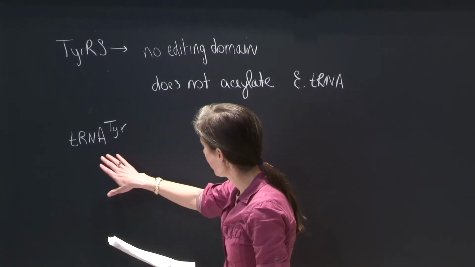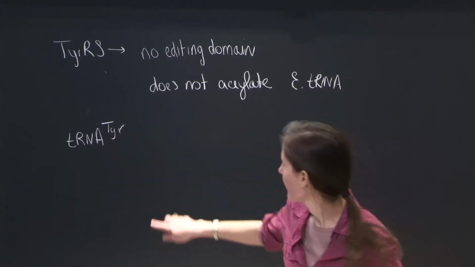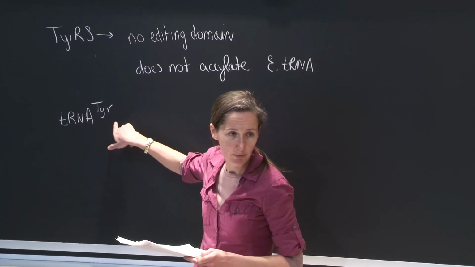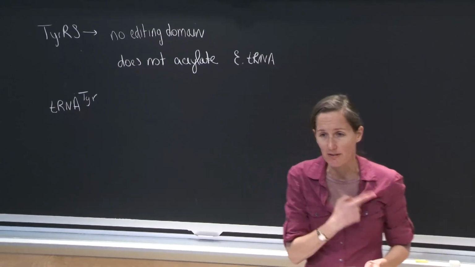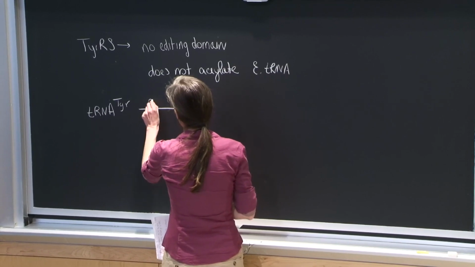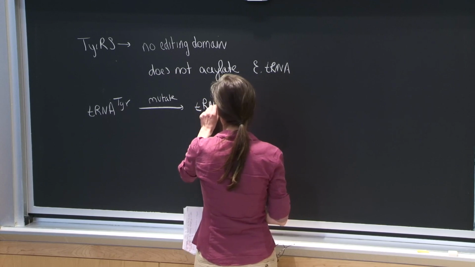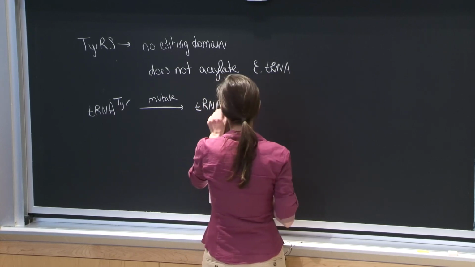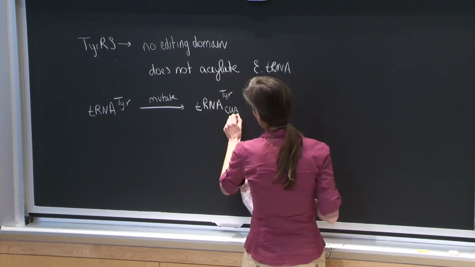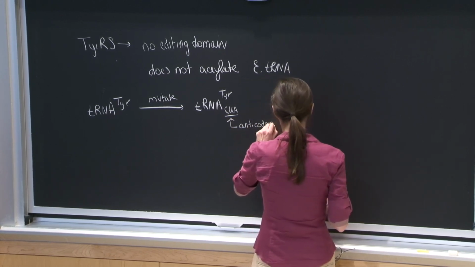Also keep in mind, just backing up a minute, this tRNA, as we know based on this nomenclature, has an anticodon for tyrosine. So that's going to have to be mutated to be the anticodon for the amber stop in order to use in this method. So this is going to have to be mutated to give us tRNA CUA, where this is indicating the anticodon here.